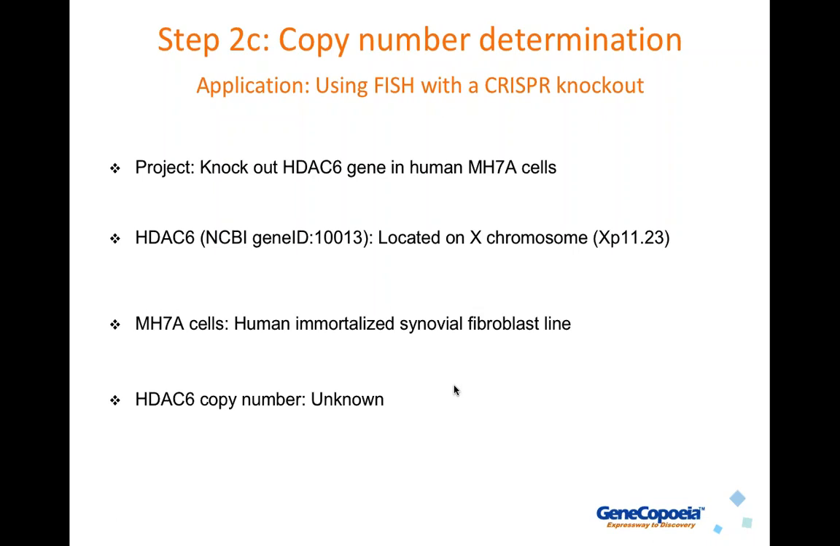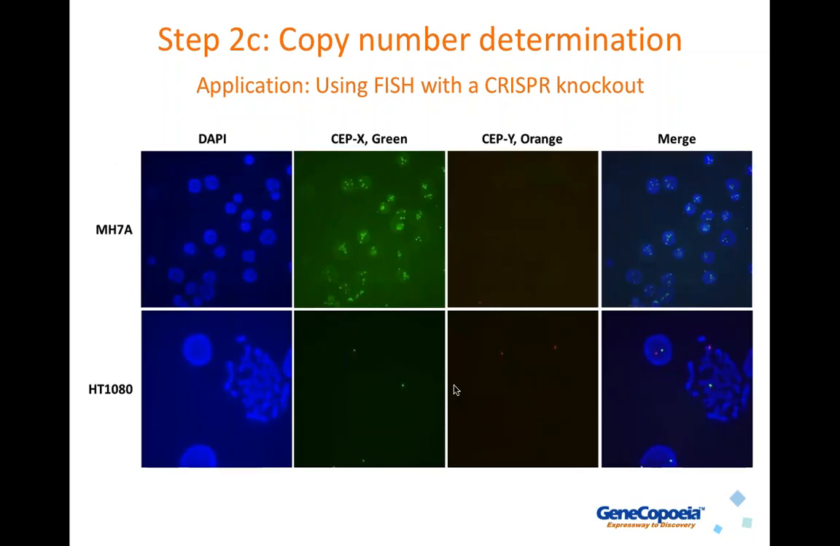And because there was no information from the literature or from ATCC about it, the customer actually did not know. So what we ended up doing was we used a GeneCopoeia FISH probe that targets the centromere of the X chromosome to get an estimate of the copy number of this gene in this cell line. So this figure shows the results of that test. The top panels are cells from the MH7A cell line for the customer, and the bottom set of panels is from the cell line HT1080, which is a known human diploid cell line.